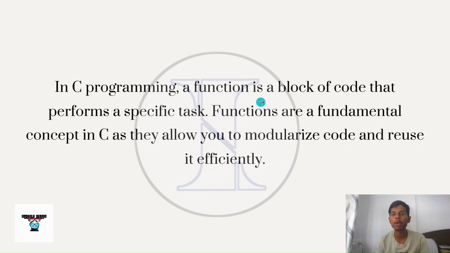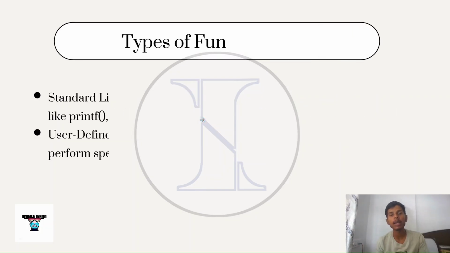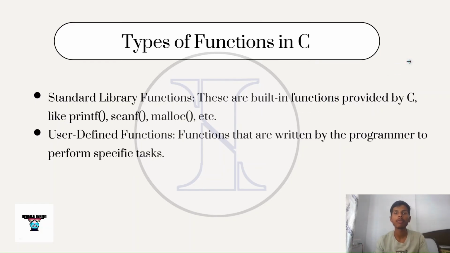So this is the definition. A function is a block of code that performs a specific task. There are two types of functions in C programming. First one is the standard library function and second one is the user defined function. Standard library functions are the built-in functions provided by the C programming language itself. Examples are the printf function, scanf function, malloc function, etc. There are many built-in functions in C programming in which we don't need to write the code of that function. We just need to use it, we just need to call it.